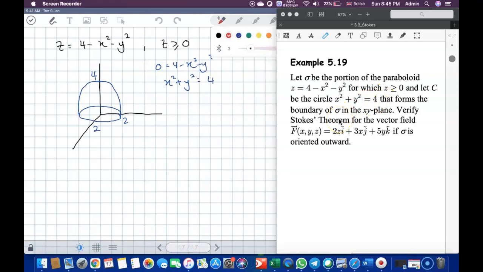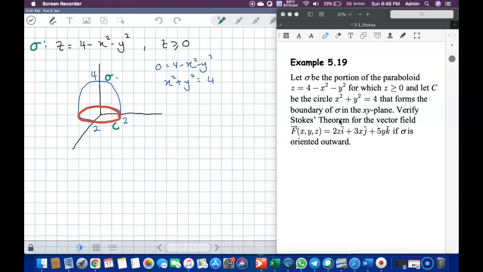So where is your closed curve C? This one. This is your C, and this is your surface. So this is the information about your surface.